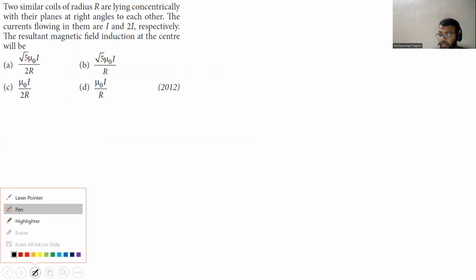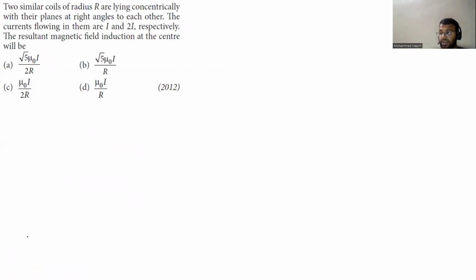Next question. Two similar coils of radius r are lying concentrically with their planes at right angles to each other. So he's telling that two coils are there. They are concentric, meaning the center is the same, but their planes are perpendicular to each other. Maybe one coil is placed like this on the desk, and one more coil is placed in the vertical plane. Are you following? So one coil can be in the horizontal plane, correct? One more coil can be in the vertical plane.